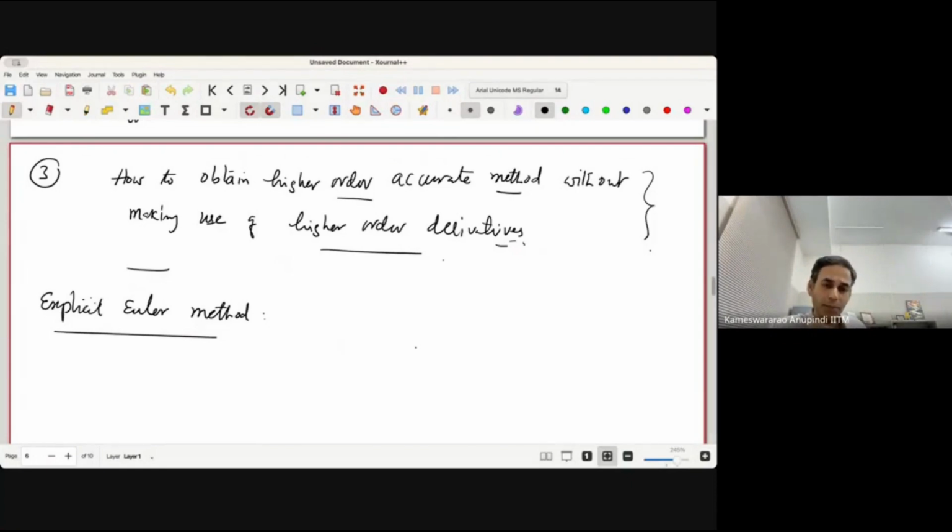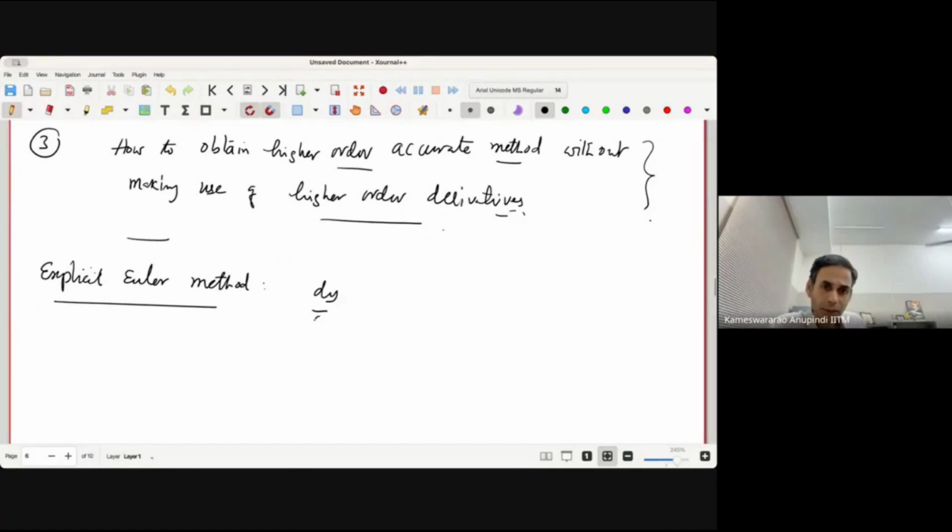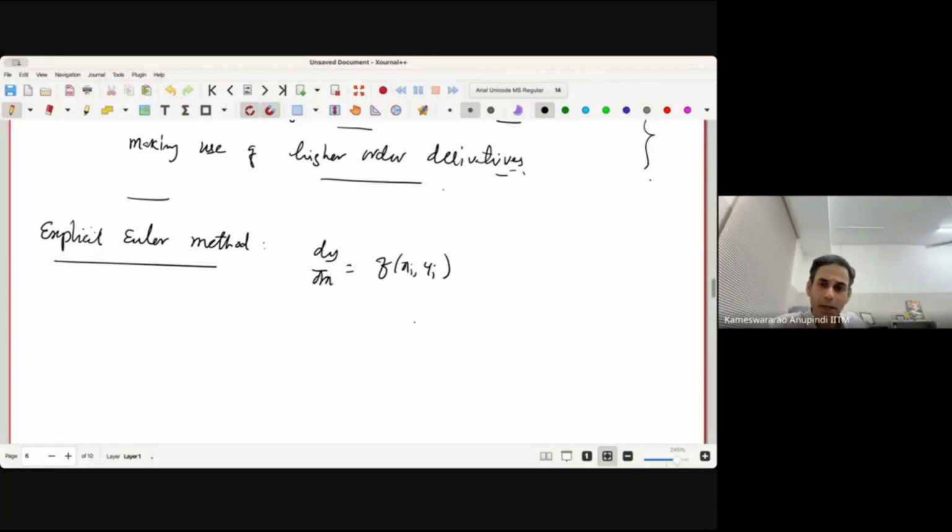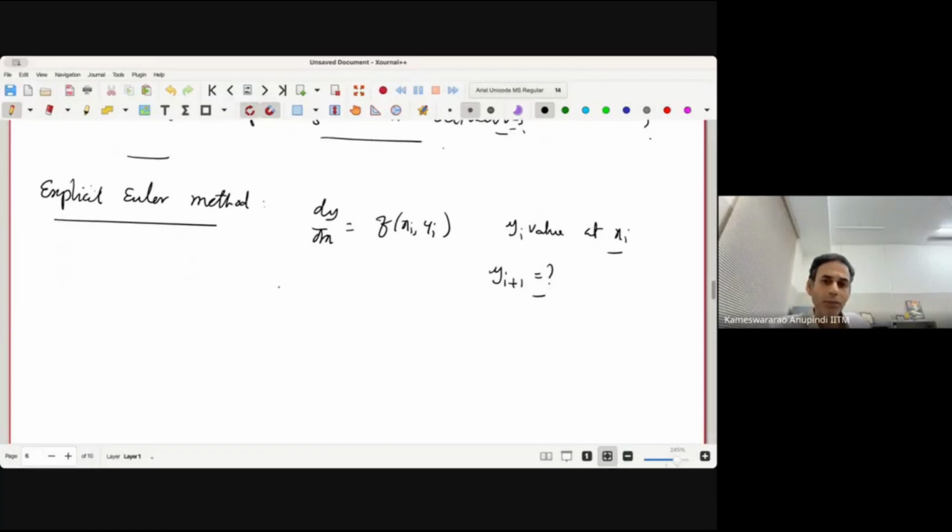So in the explicit Euler method, let us say we are again given this function, dy by dx equals f of xi, yi. We are given the yi value at xi, and then we need to calculate its value at yi plus 1. That is yi plus 1 means y at x plus delta x, or x plus h. That is what we need to calculate.